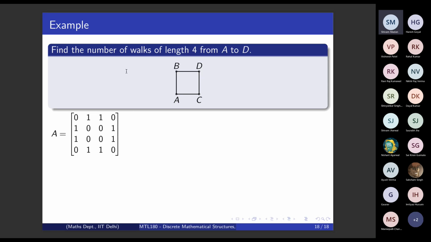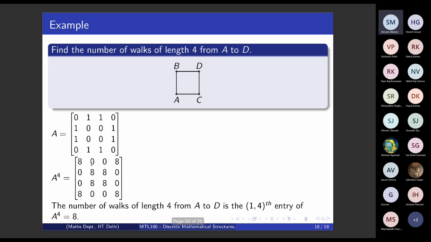Now by the theorem we have to find A power 4. Now A power 4 means this one. What is the number of walks of length 4 between A and D? So we have to take the 1-4 entry, so this one. Since this is 8, the number of walks of length 4 from A to D is 8. So we are done. Now these are the 8 paths from A to D of length 4.